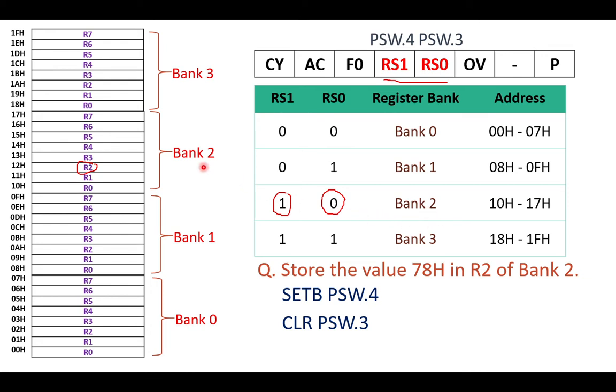And once you have selected bank 2, now you can shift that desired value, that is 78H, into register R5 by writing the instruction MOV R5, #78H. So this is how a value can be loaded in a register of a particular bank.